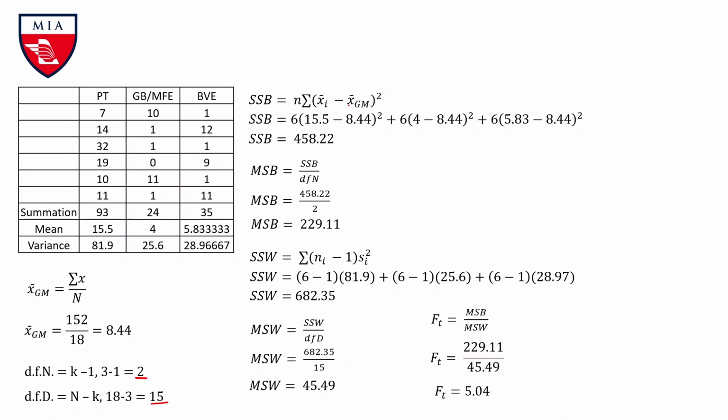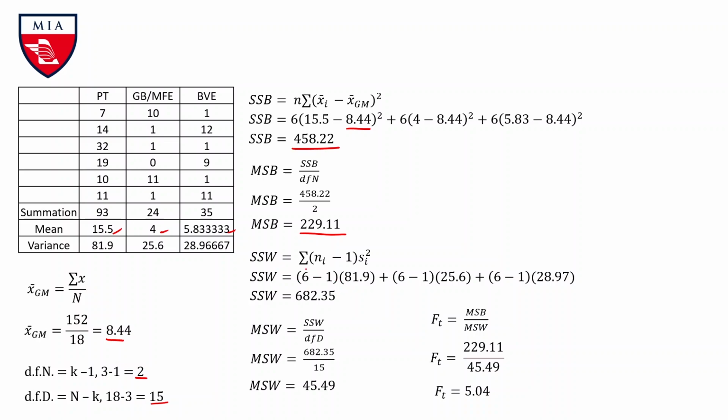Okay? In order to solve for the SSB, we have this formula: N times the summation of x sub i minus x grand mean, raised to 2. All we need to do is substitute the values. Our x sub i are the values of our means. So we have 15.5, we have 4 and 5.83, minus the grand mean that we computed, raised to 2. So we have SSB equal to 4.22. To find the MSB, just substitute SSB over our DFN, which is 2. So our MSB is equal to 229.11.